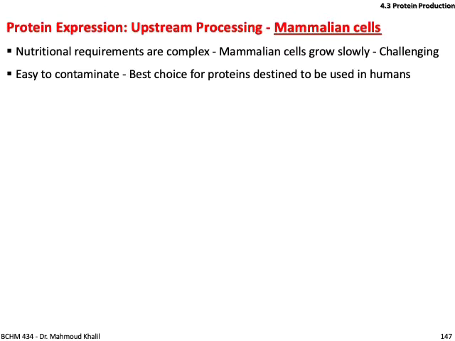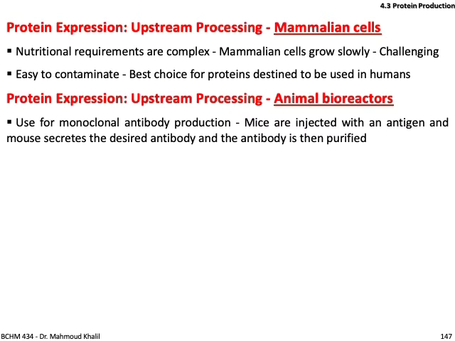We'll use mammalian cells as upstream processing. Actually, the nutritional requirement for a mammalian cell is quite complex. The mammalian cell grows very slowly and is very challenging. They can be easily contaminated. It is the best choice for protein designed to be used for humans.